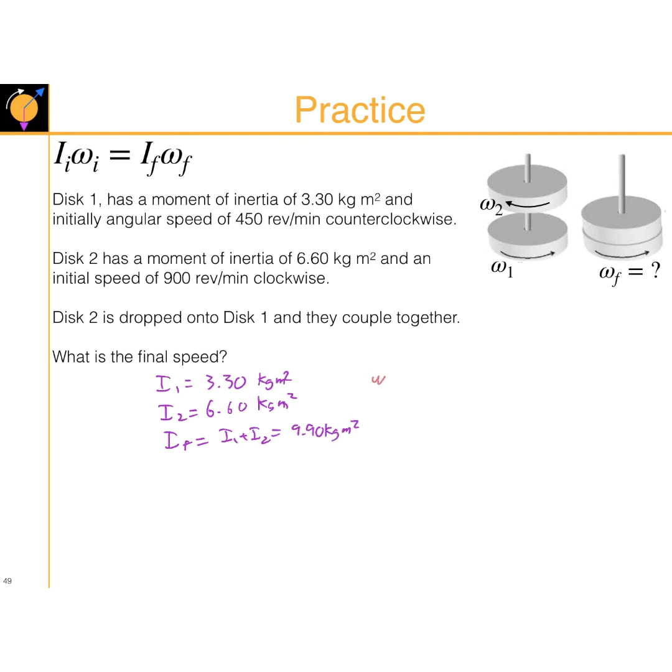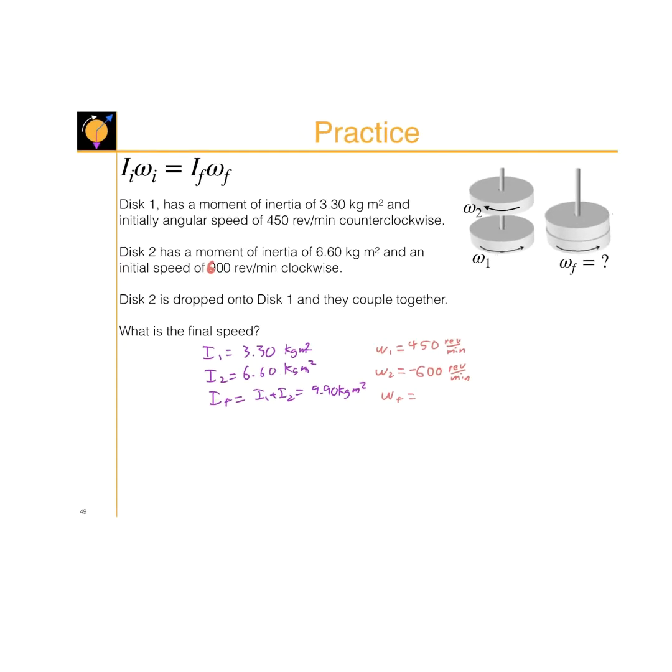And we have the initial angular velocity of the bottom one, it's 450 revolutions per minute, counterclockwise. In some cases, you can leave this in revolutions per minute, and you're going to see that we can do that in this case. And we're told that the other one is rotating the opposite direction, so we're going to say minus, and I'm going to change this from 900 to 600. I believe that's what the original question asked, minus 600 revolutions per minute. And we're trying to find the final angular velocity.